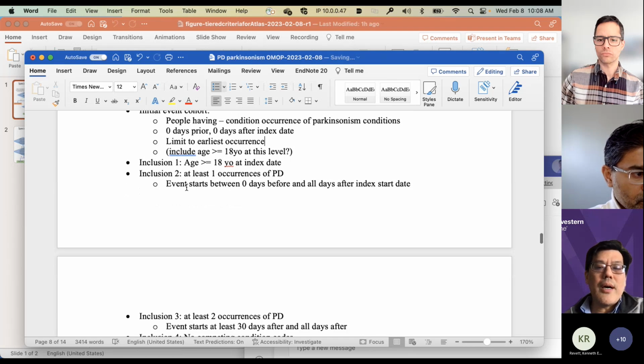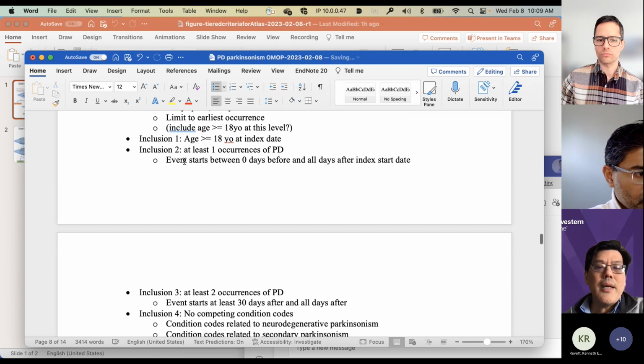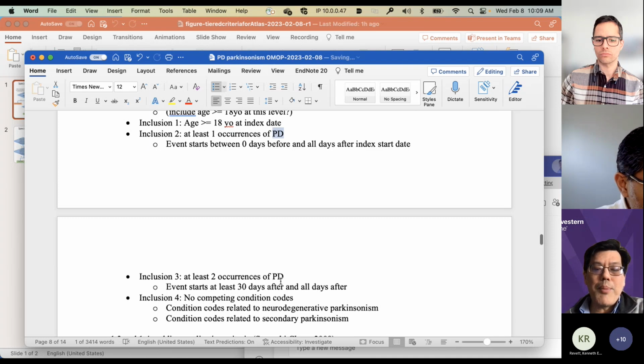Inclusion 1 is adult onset. 10% are under the age of 40 for Parkinson's disease. And then we have inclusion criteria 2 and 3, which count at least one occurrence of the specific PD condition occurrence, and then having 2. And I broke this out so we can do some cohort analysis. And the event, this is not in the paper specifically, but we added a 30-day difference in time between the two.